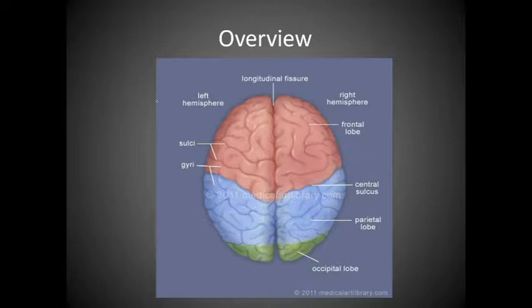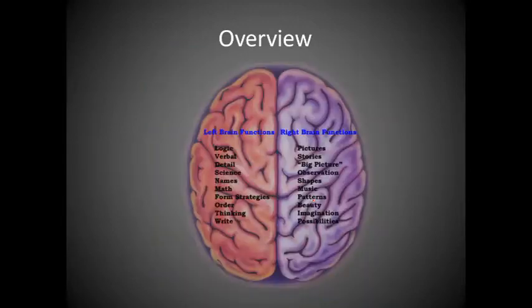Additionally, the brain is subdivided into several sections. We have the longitudinal fissure, which goes up and down. We have the central sulcus, which goes across, and that's all we're really going to worry about from this image.